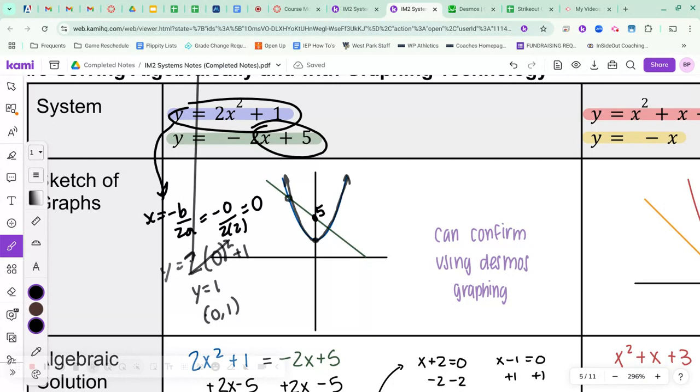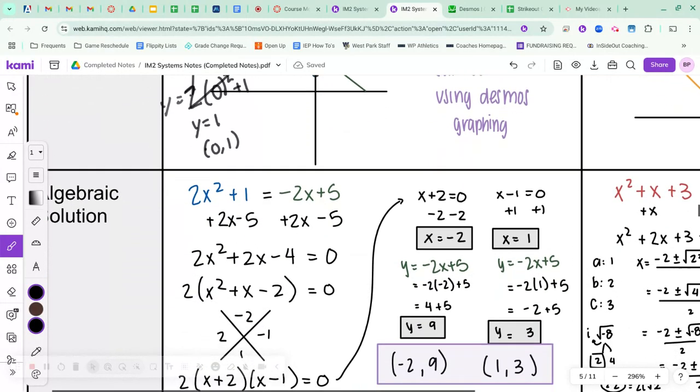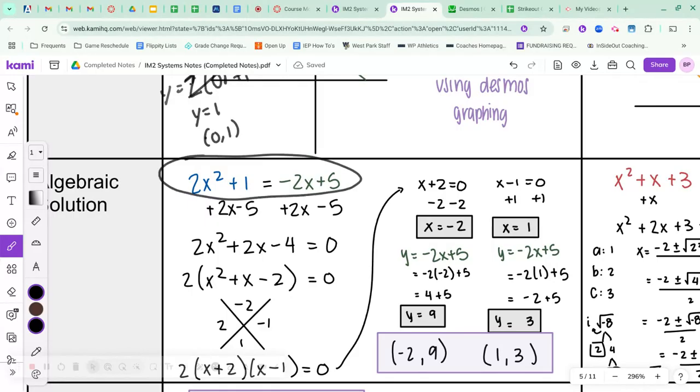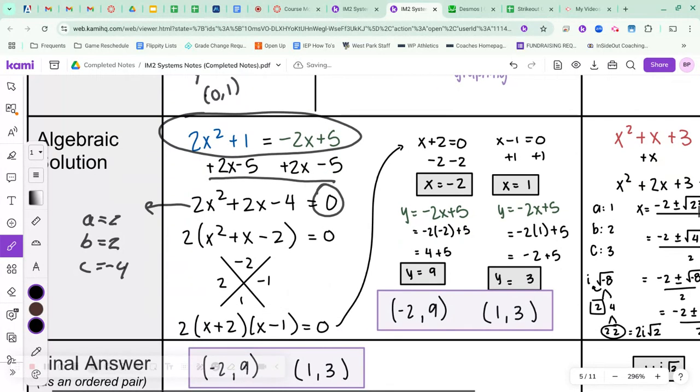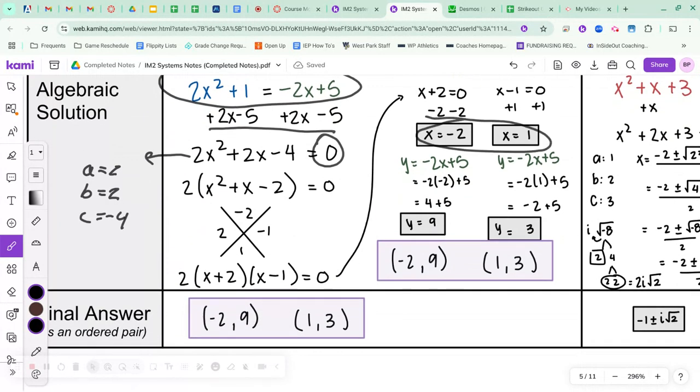What this does for you is it helps you determine that you're looking for 2 solutions. It's a good skill to have. Now down below, the quadratic is set equal to the linear, and you get everything on one side equal to 0. Most of you would go to the quadratic formula from this point, with a equal to 2, b equal to 2, and c equal to negative 4. If you do the quadratic formula correctly, you get 2 x values of negative 2 and 1.